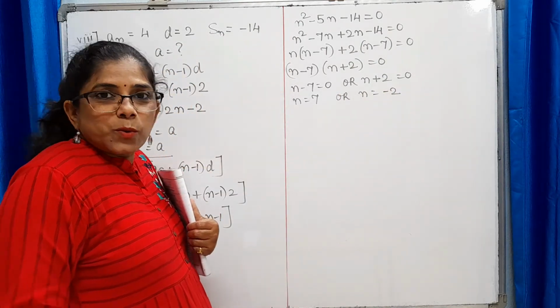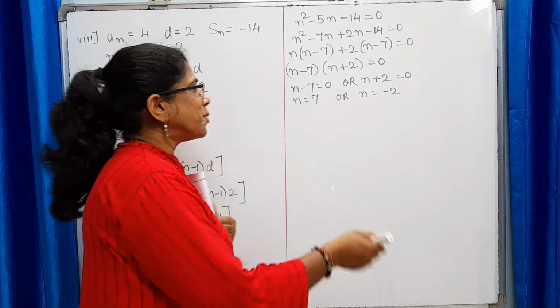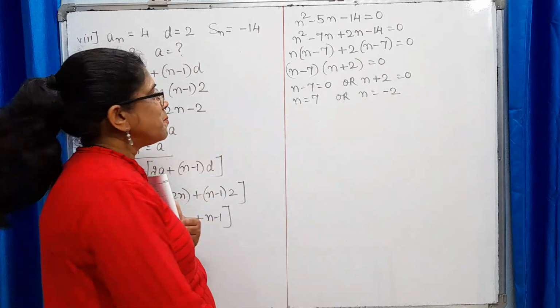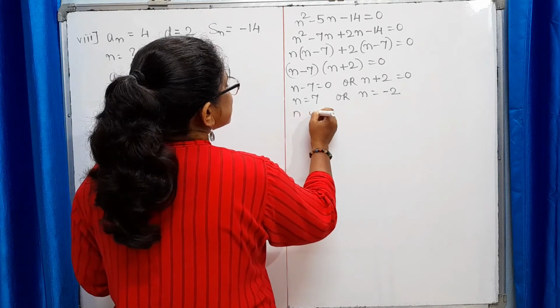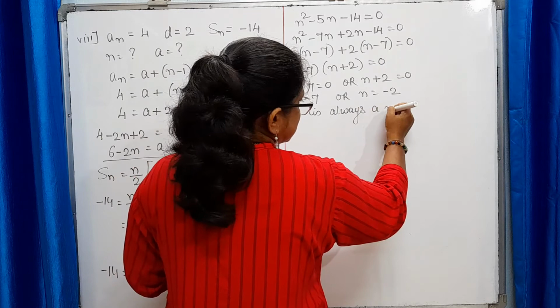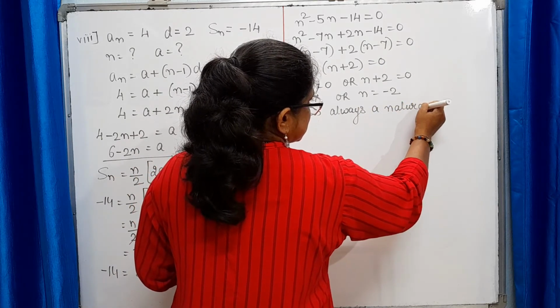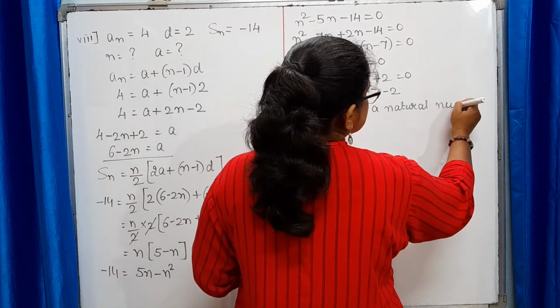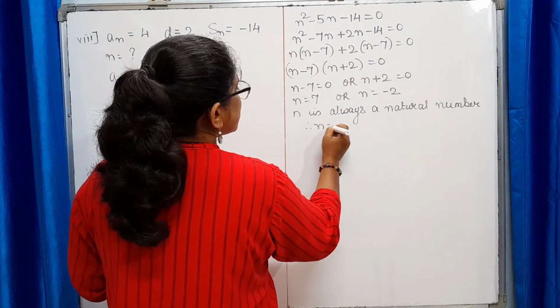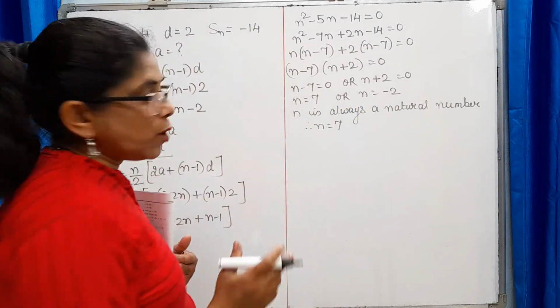But we know that n is a natural number. So the value of n is plus 7 and not minus 2 here. Let us write n is always a natural number and therefore n is equal to 7. Now we got the value of n.